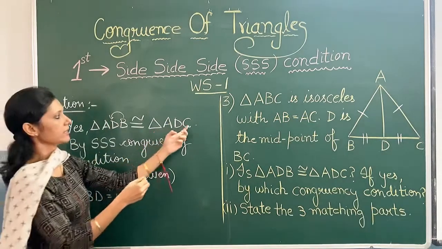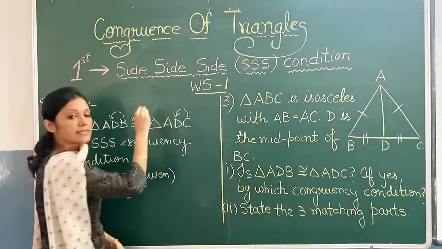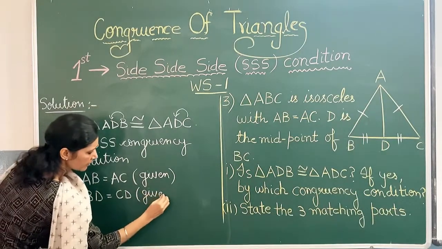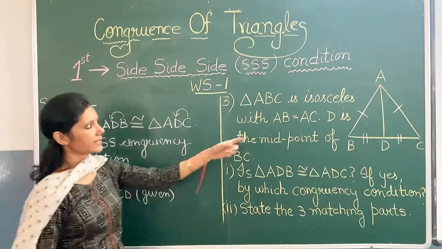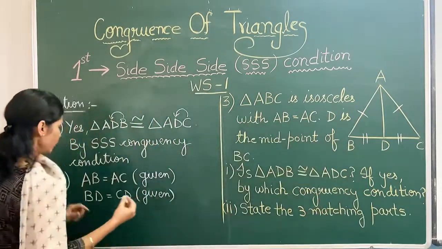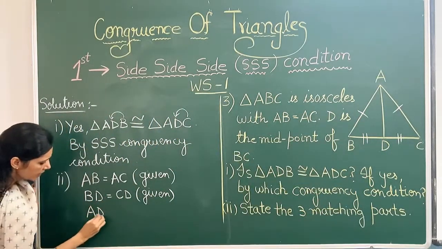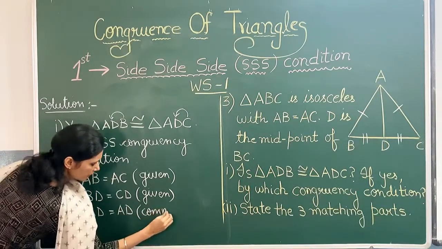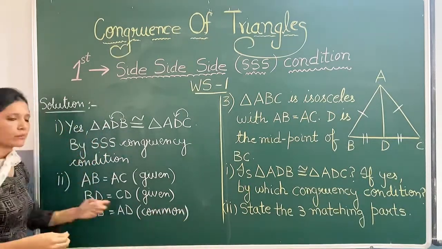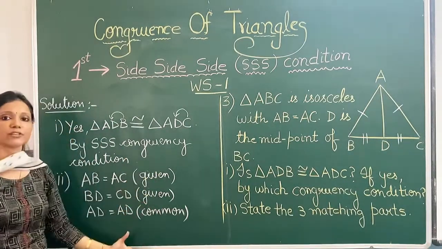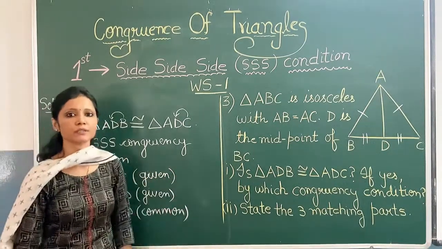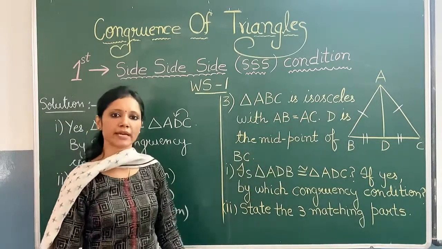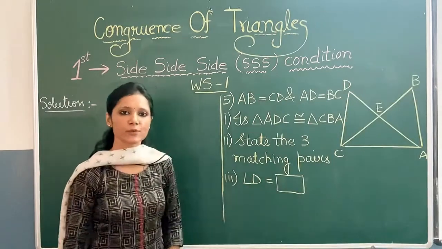So similarly here also you will write it down as CD. So BD is equal to CD. The reason is again given. The third side AD is common to both. So we will say AD is equal to AD, and the reason is common. This side is common to both the triangles. So hence these are the three matching parts from which we concluded that one triangle, that is triangle ADB, is congruent to triangle ABC. Next is question number 5.